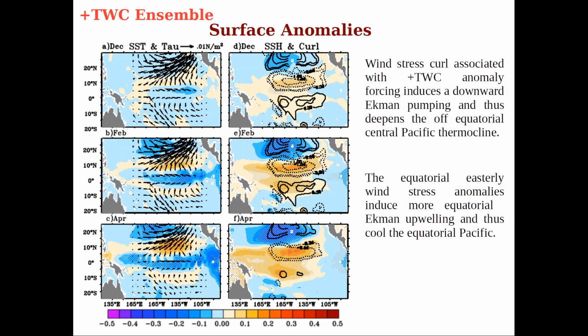And you can see that as the forcing continues, the thermocline deepening also increases. In April we stopped the forcing. And you can see there is a cooling in the equatorial Pacific. This is just because of the easterlies in our forcing pattern, which make the equatorial Pacific cooler.